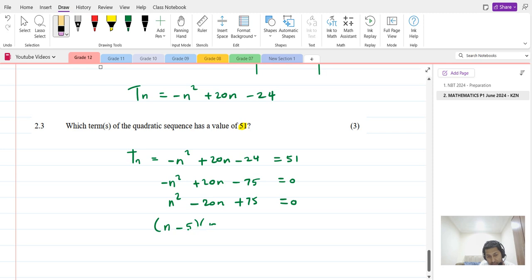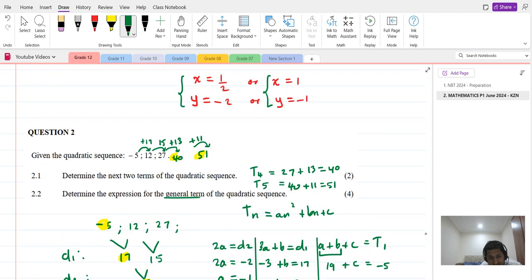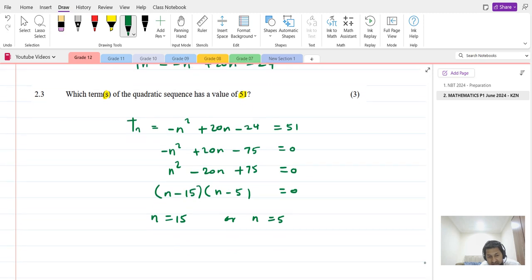Whoa, you might have more terms. That's the reason they said which term or terms. So we know one of the answers is 15. So n minus 15 and n minus 5 is equal to 0. So you get n equal to 15 or n equal to 5. Remember, if you continue this pattern, you will find another term, because of the way the quadratic sequence is structured.